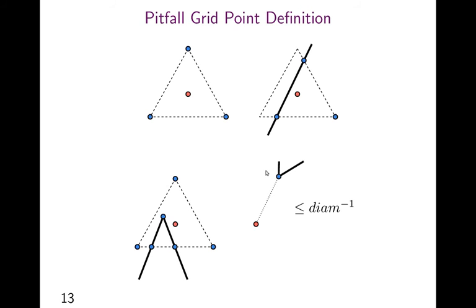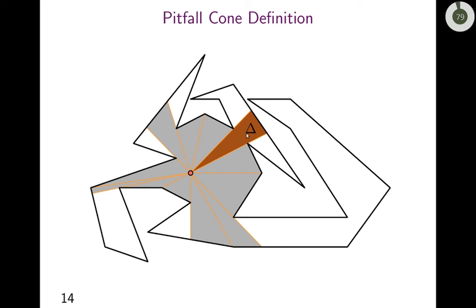So already the grid point definition here gets much more complicated. And then I also didn't tell you how these cones are defined, but this is fairly easy. So just take the visibility region, and then decompose this visibility region into triangles, and you treat each triangle separately.